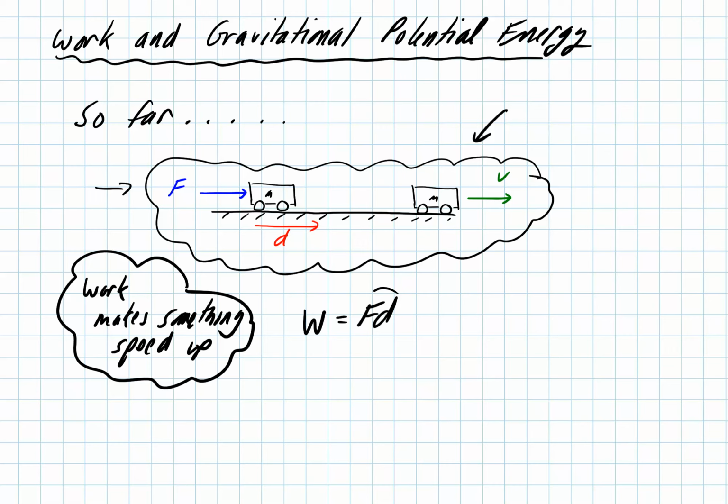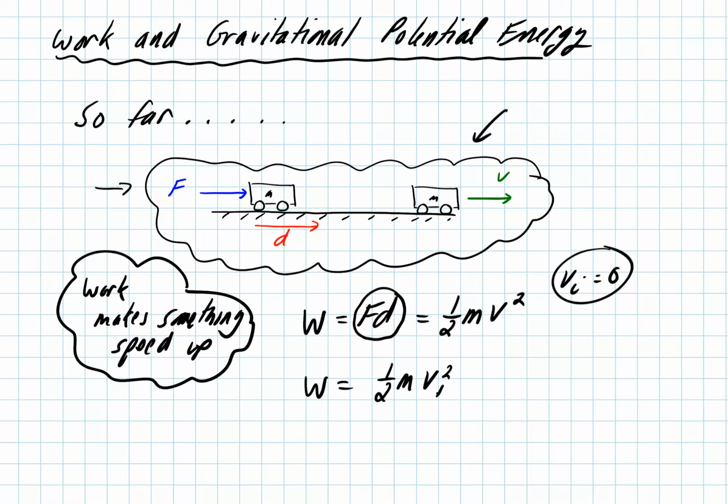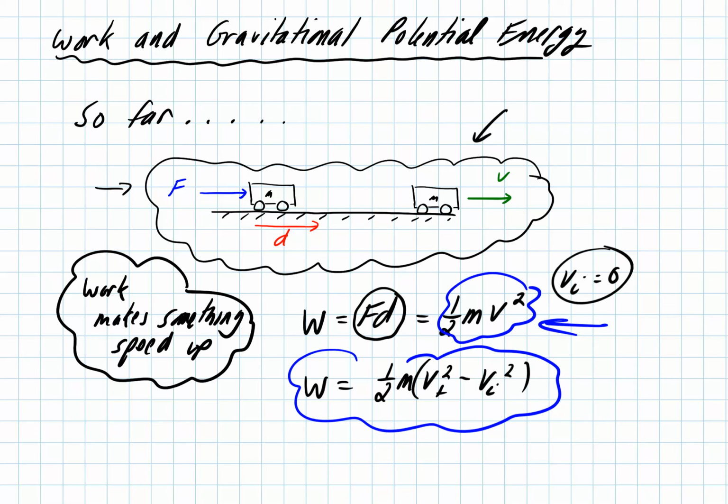Well, it turns out that the amount of work you do, force times distance, constant force, can be shown to be equal to 1/2 times the mass of the object moving times v squared. Now this is if the initial velocity was 0. If it was already moving, then this would be 1/2 mv final squared minus 1/2 mv initial squared, etc. Okay, that's work and kinetic energy. If you want to quantify the amount of energy something has, it's 1/2 mv squared.